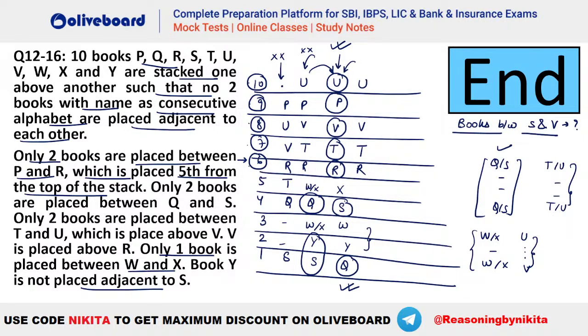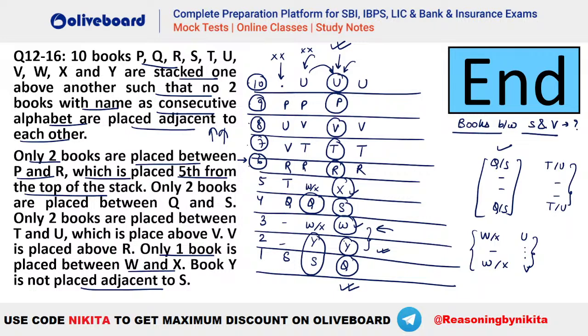And as S is here, your Y should not be a neighbor of S. So Y will be here. And W and X will be like this because they are at a gap of 1. Also, your W and X should not be consecutively placed, because it was given that consecutive alphabets should not be adjacent. So because Y was here, X could not be at this position. So that is why W has to be this one and X has to be this one.